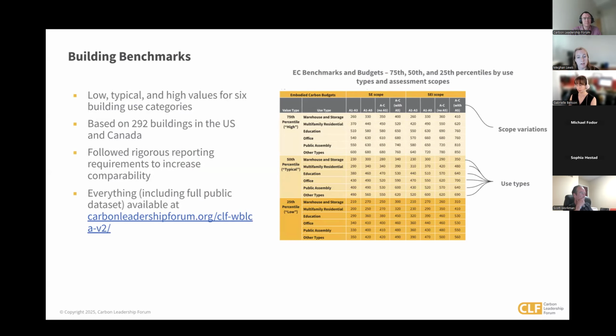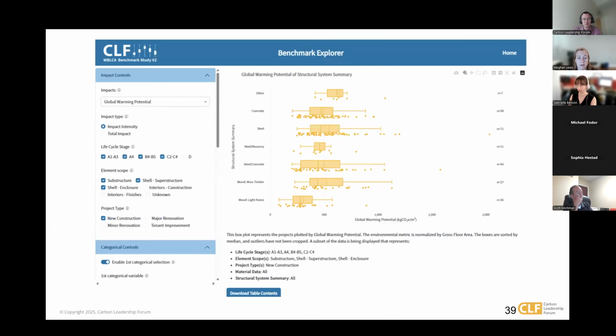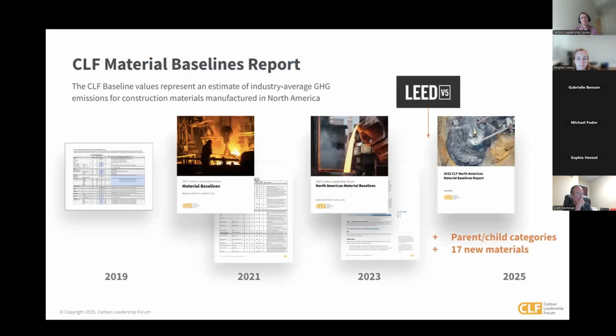Everything, including the public data set, is available on our website, and I highly recommend checking it out. There's also an interactive dashboard that is really fun that allows you to explore the data set, so you can filter by lifecycle stage or element or project type, by state, and many other features. So this one is also a great way to explore the data set.